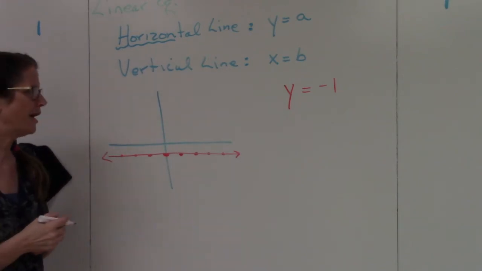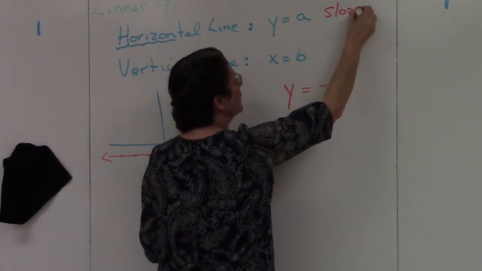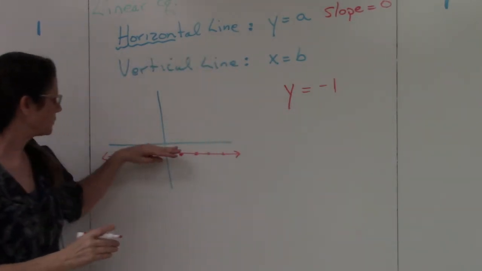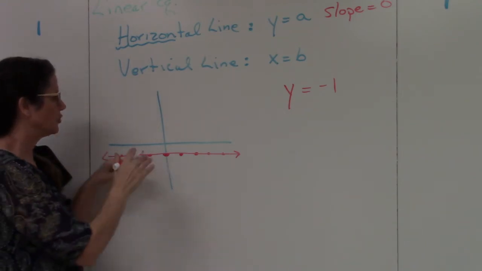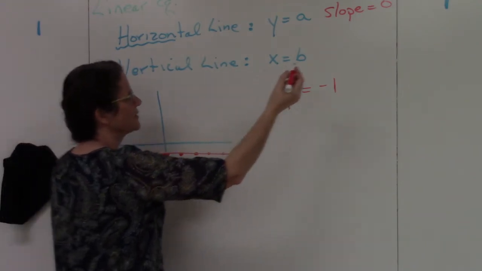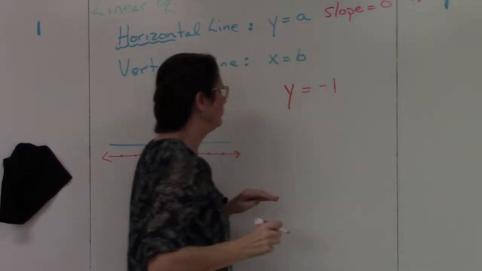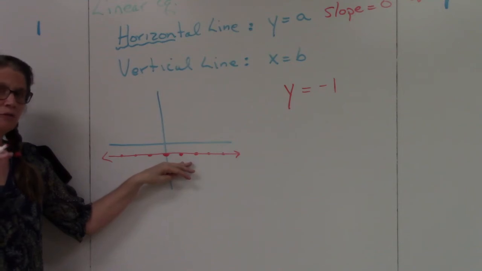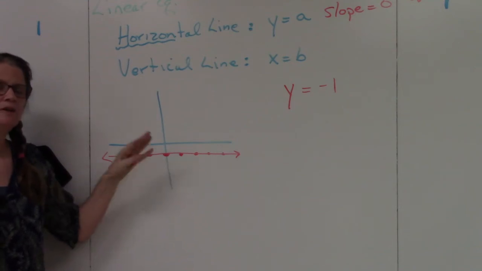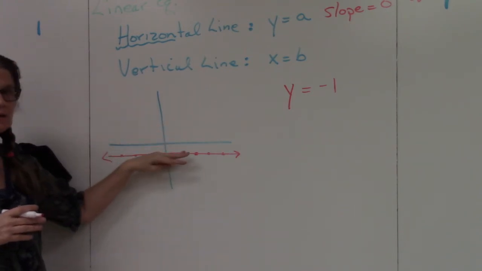Okay, horizontal line. Also, the slope of a horizontal line equals 0. Because remember the idea of rise over run, right? A horizontal line has 0 rise and an infinite amount of run. That's why it's 0. 0 rise, infinite amount of run, 0 over anything is always going to be 0. So that's our horizontal line.